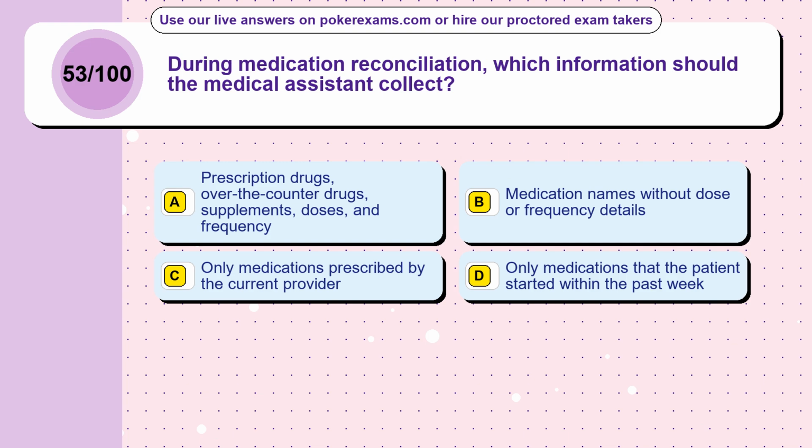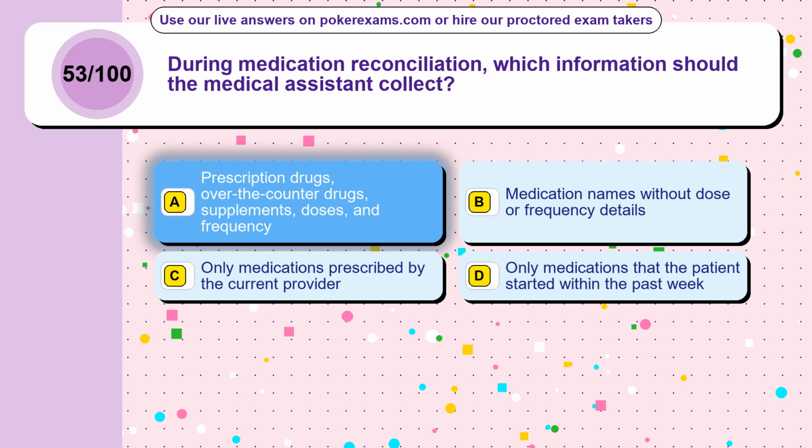Question 53. During medication reconciliation, which information should the medical assistant collect? Option A. Prescription drugs, over-the-counter drugs, supplements, doses, and frequency. Option B. Medication names without dose or frequency details. Option C. Only medications prescribed by the current provider. Option D. Only medications that the patient started within the past week.